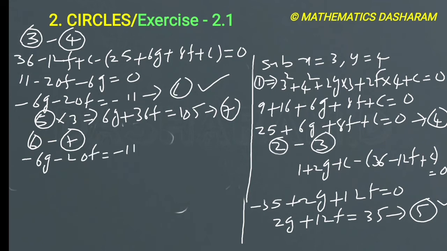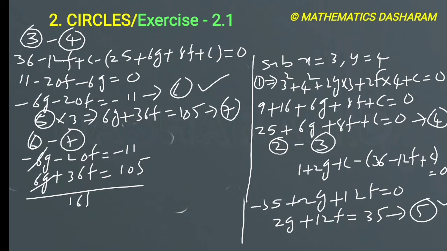Now equation number 6 minus equation number 7, so minus 6g minus 20f equals to minus 11. Equation number 7 is 6g plus 36f equals to 105. So minus 6g plus 6g cancel, minus 20f plus 36f is 16f, minus 11 minus 105 is 94. So then f equals to 94 divided by 16, so it is equals to 2 8s are 16, 2 7s are 14, divided by 8.